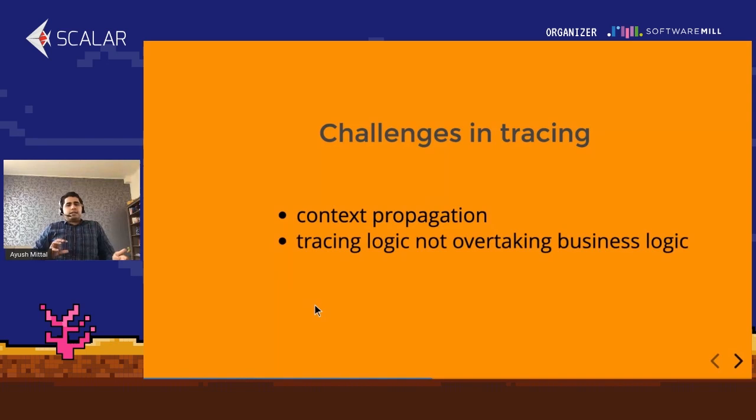The second challenge is that you should make sure that tracing logic does not pollute your code. It does not overtake the actual business logic. You would want to make sure that these two are not mixed up. So let's tackle the first problem about context propagation.